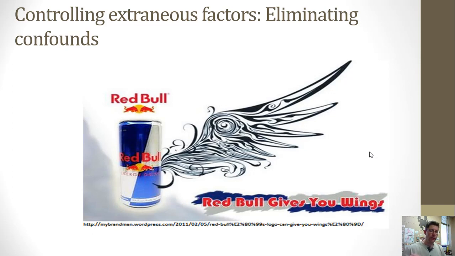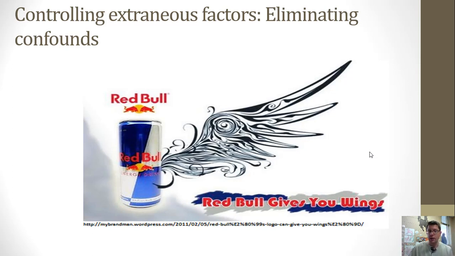Okay, see if you can think of other confounds in that design that I haven't controlled. Okay, one important confound is people know what they're getting. If I hand you a can of Red Bull or water, you know what you're getting.